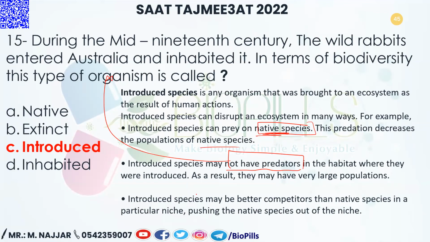Maybe also the introduced species are better competitors than the native species. So this is what happened in Europe when they brought, or introduced, the American gray squirrel to Europe, and now it has an advantage or privilege over the European red squirrel. So the red squirrel didn't find anything to do except move out to another place, or even become extinct. So the number has dramatically decreased in Europe.